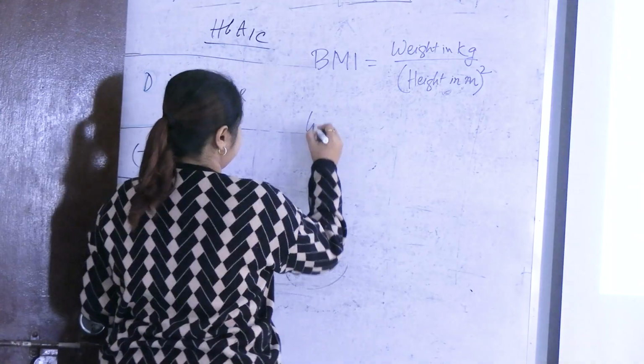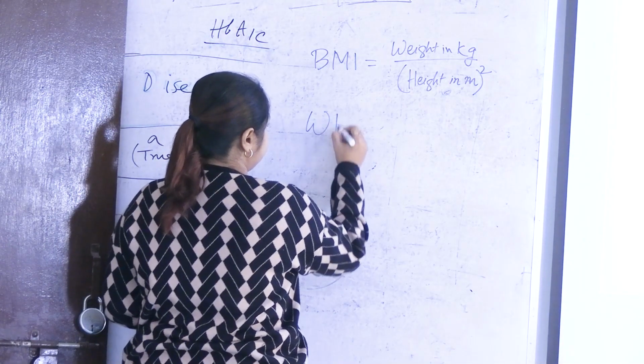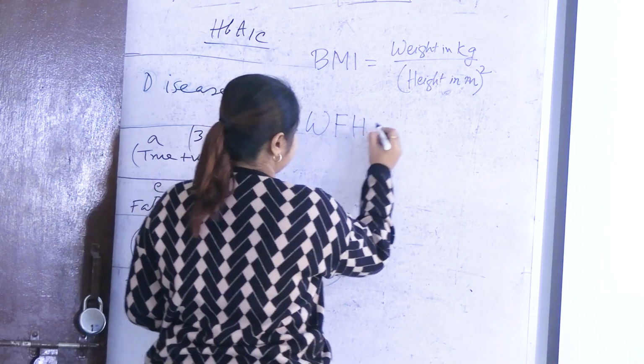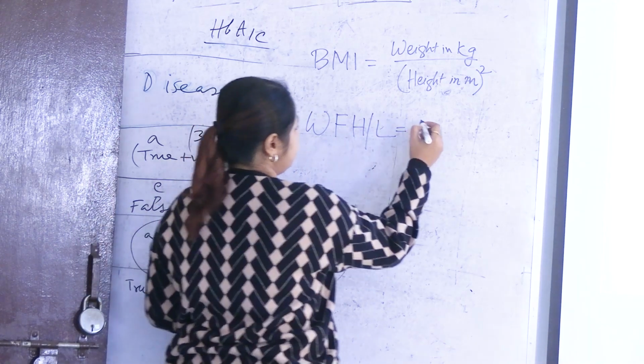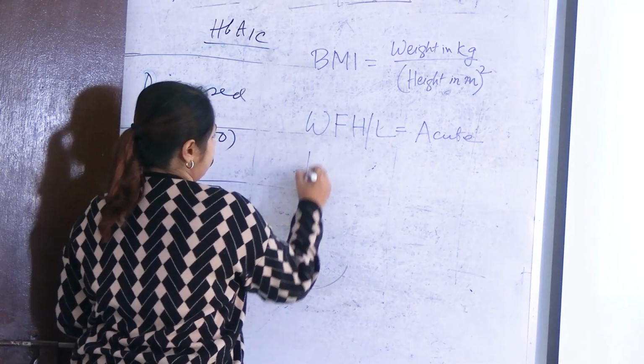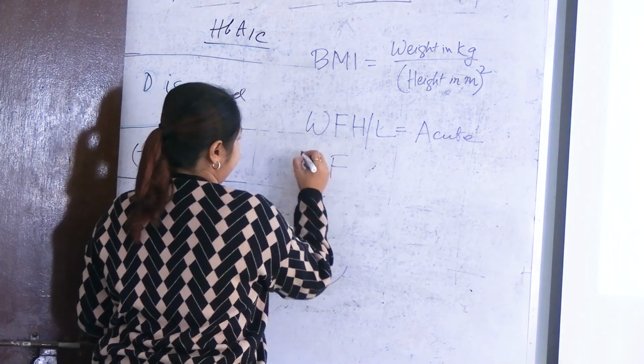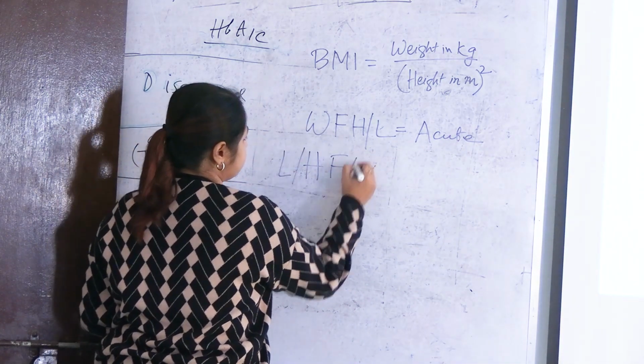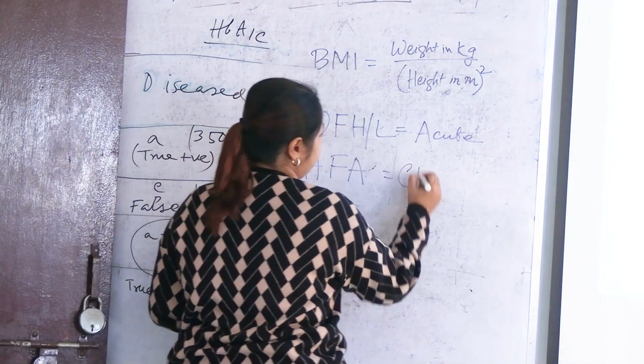So I will again write: the weight for height or length is for acute malnutrition. The height for age, or length for age, is for chronic malnutrition.